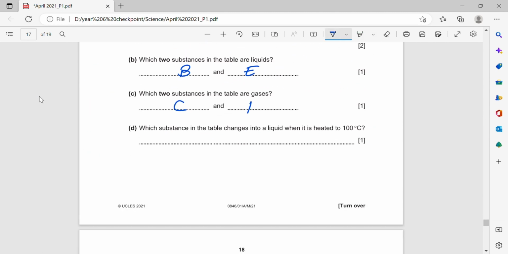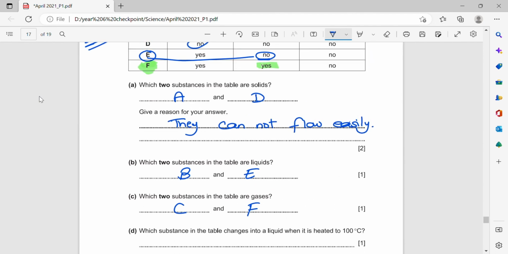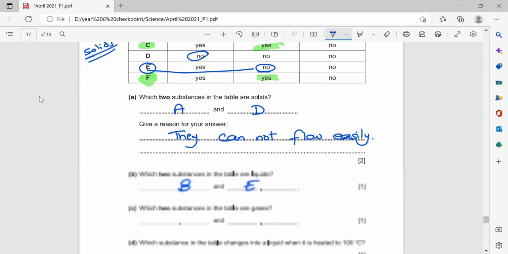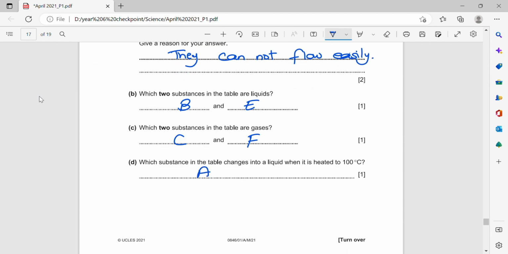Which substance in the table changes into a liquid when it is heated to 100 degrees Celsius? The question says there is a substance that turns into a liquid when it is heated to 100 degrees Celsius. Does the substance melt when heated to 100? Which is the only substance? It is substance A. So the answer is A.